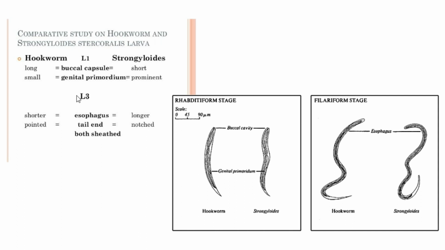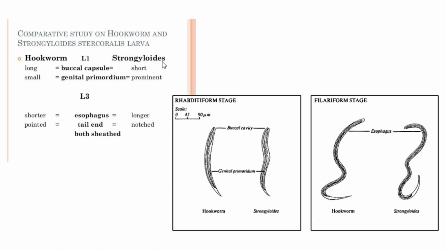Baliktad po sila. For the L3 larva naman, for the L3 or the filariform larvae, esophagus of our Strongyloides is longer, while for hookworm, it is shorter. For the tail end naman po, commonly the Strongyloides is notched and the hookworms are commonly pointed. But both of them po, they are sheeted. So again, this is a comparative study on hookworm and Strongyloides stercoralis.